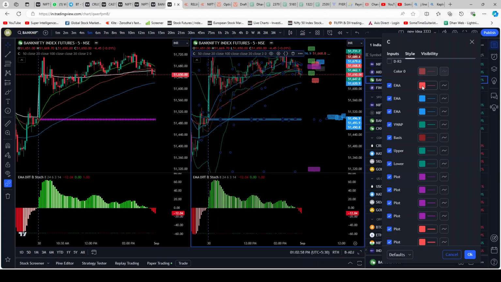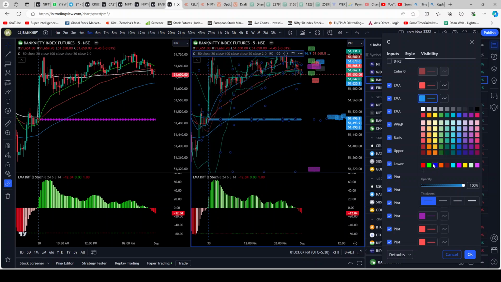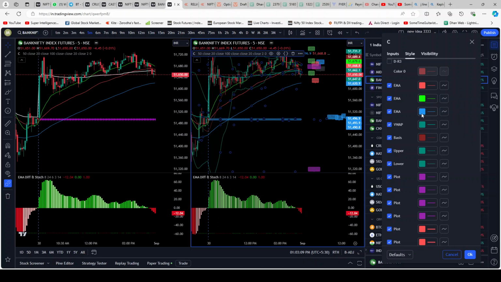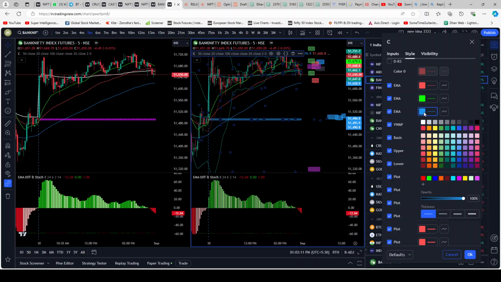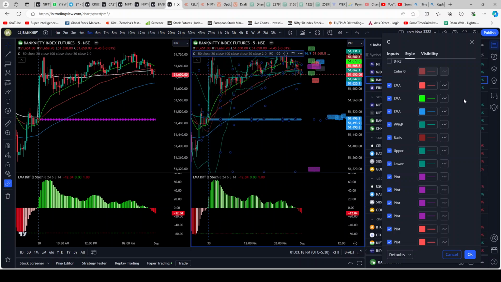EMA, I think this is the 50 EMA that's in red at the center. So that red, let it be red. I think this is the 20 EMA. I'll make it green. Yeah, that's the 20 EMA. And this is most likely the 100 EMA, which I will leave at blue. All right. So EMA 20 is green, EMA 100 is blue, and EMA 50 is red. And we will leave it that way for now.